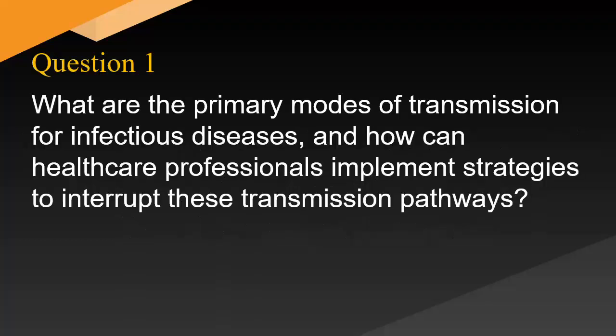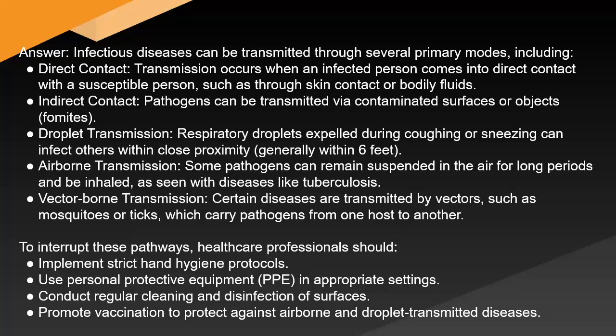What are the primary modes of transmission for infectious diseases, and how can healthcare professionals implement strategies to interrupt these transmission pathways? Answer: infectious diseases can be transmitted through several primary modes, including direct contact. Transmission occurs when an infected person comes into direct contact with a susceptible person, such as through skin contact or bodily fluids.